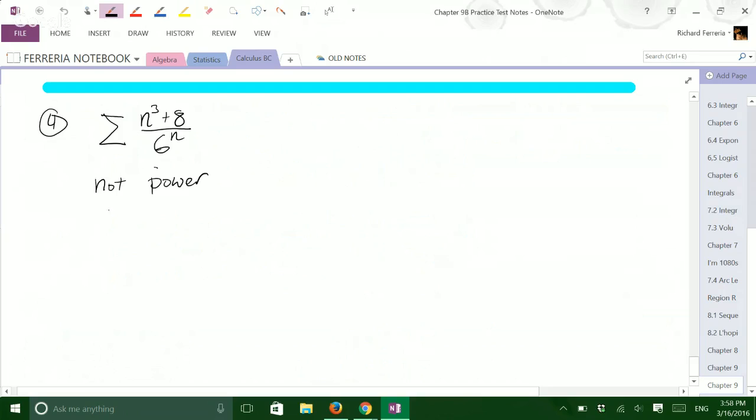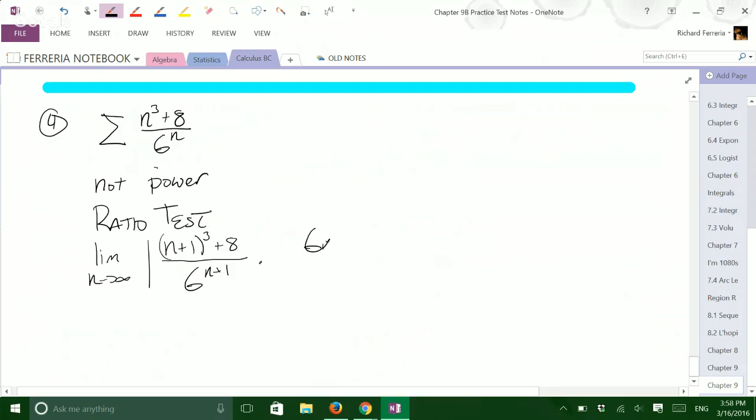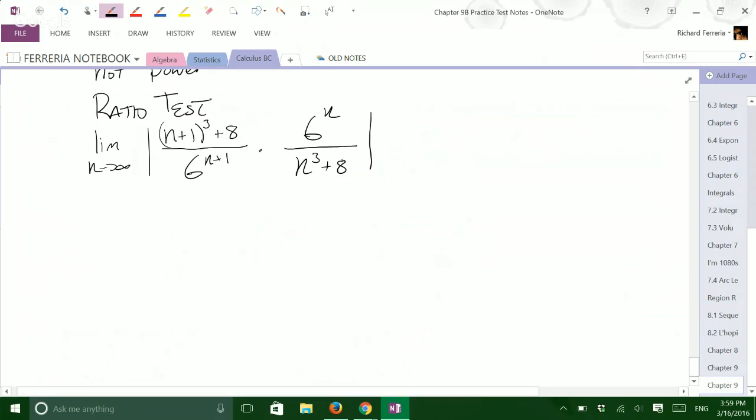Okay, so I think the ratio test, even though this is not a power series, the ratio test is still a powerful test that you can use. So let's take a limit as n approaches infinity. Look at our ratio. We've got n plus 1 cubed plus 8, 6 to the n plus 1, 6 to the n on the numerator, and then we've got n cubed plus 8. Again, I don't know what this ratio is going to be, so I can't just force it to be less than 1. It's not a power series. I've got to deal with it a little bit differently.